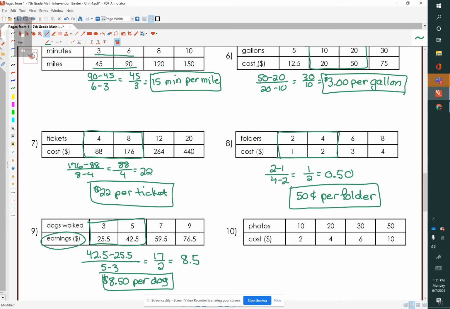And now I don't know if we're taking the photos or developing the photos, but let's see what the unit rate is. So we'll use these two lowest numbers. Smaller numbers are easier numbers. So that would be 4 minus 2 is 2, 20 minus 10 is 10. That can reduce to 1/5. But since we're talking about money, 1 divided by 5 is 0.20. So that would be 20 cents per photo.